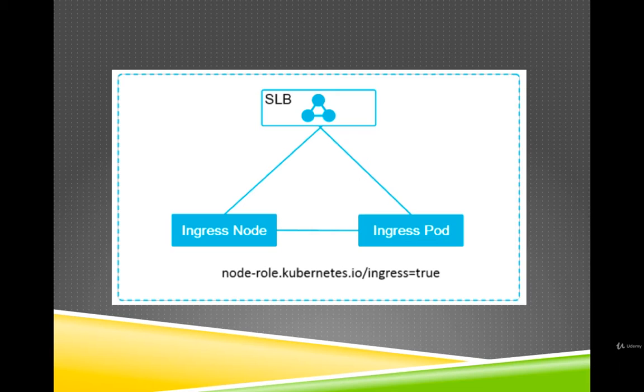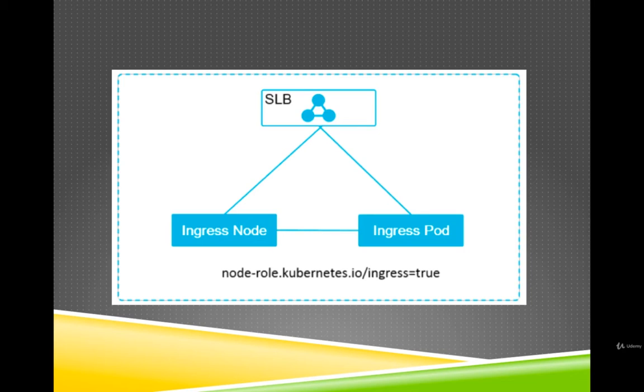The ingress server load balancer backends only mounts the cluster nodes with the tag node-role.kubernetes.io/ingress is equal to true. The ingress pod is only deployed to the cluster nodes with the tag node-role.kubernetes.io/ingress is equal to true.